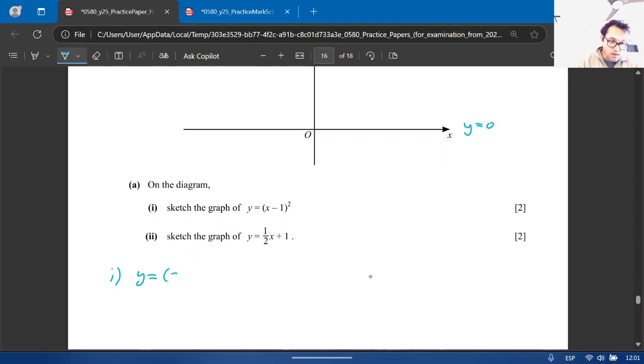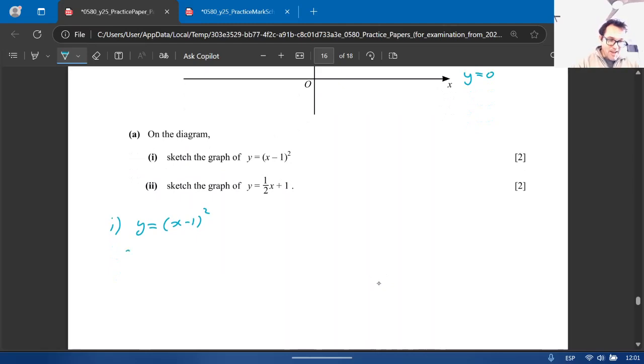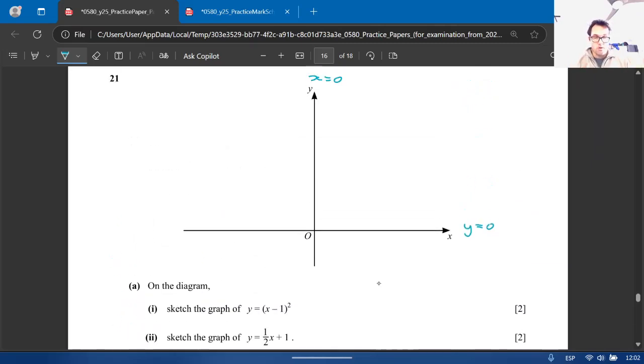y equals x minus 1 squared. If we make the x 0, we'll get y equals 0 minus 1 squared, which is minus 1 squared. Remember, minus 1 times minus 1 is 1, because a negative and a negative is a positive. So we know that graph will cross the y-axis at 1. Now that could be anywhere, okay? As long as you show, well, this is 1.